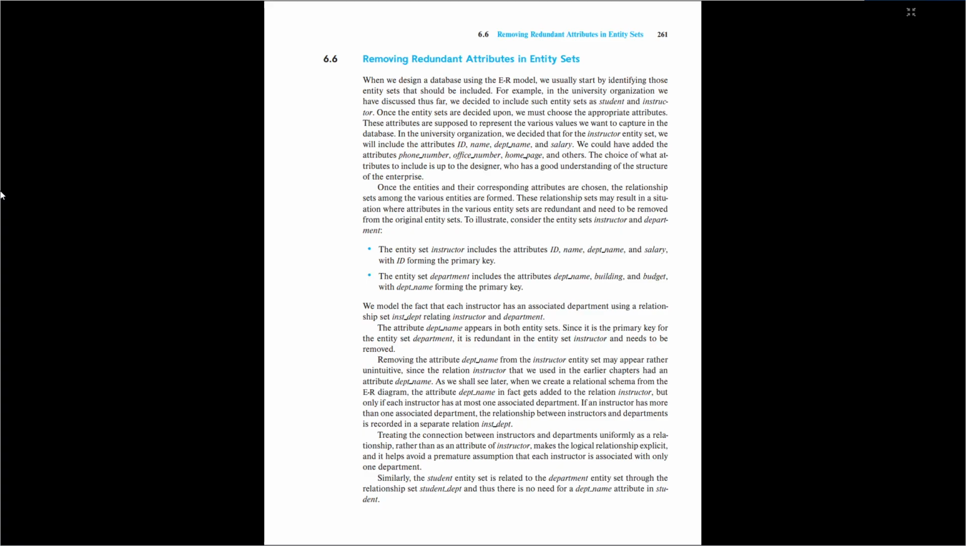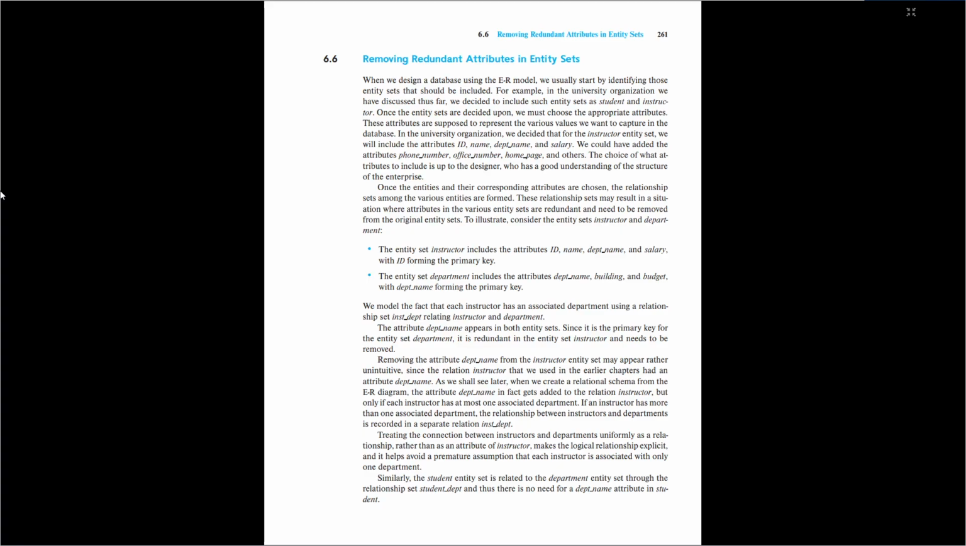needs to be removed. Removing the attribute dept_name from the instructor entity set may appear rather unintuitive, since the relation instructor that we used in the earlier chapters had an attribute dept_name. As we shall see later, when we create a relational schema from the E-R diagram, the attribute dept_name in fact gets added to the relation instructor, but only if each instructor has at most one associated department.